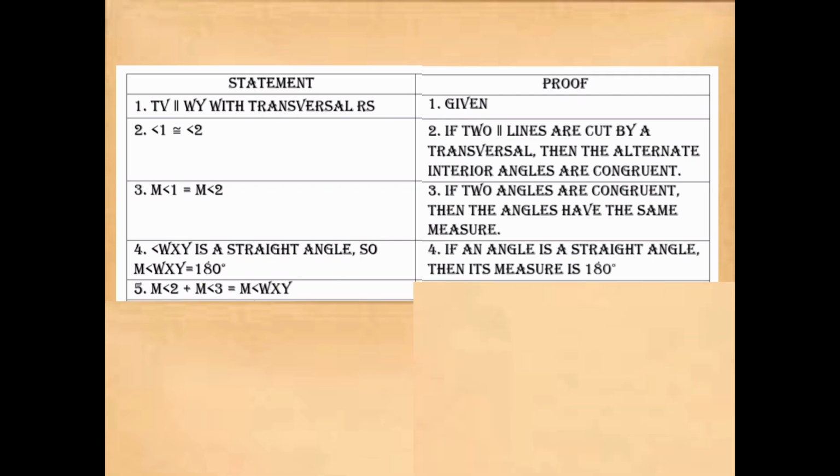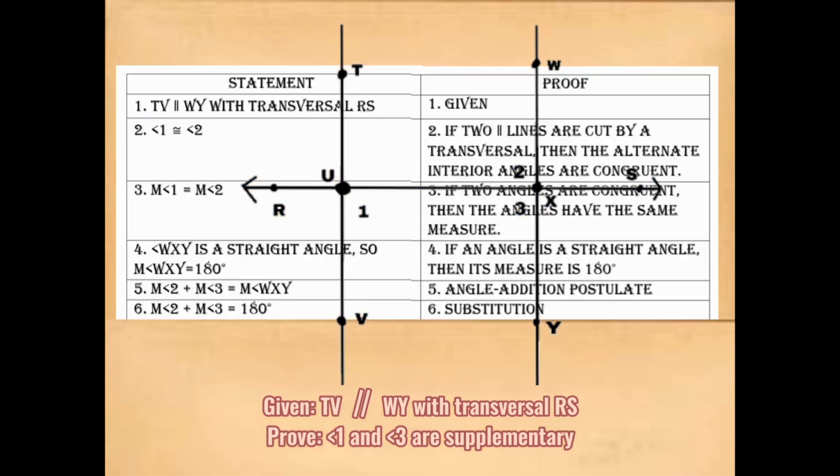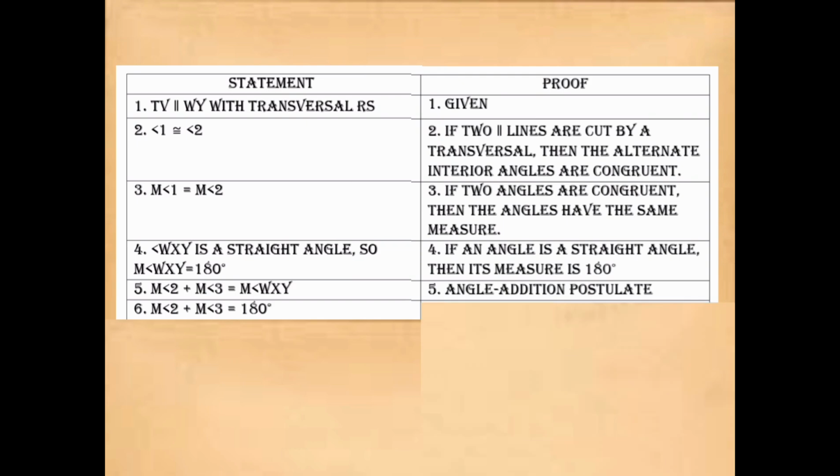Our fifth statement is: measure of angle 2 plus measure of angle 3 is equal to measure of angle WXY. Our reason for this is the angle addition postulate, which states that if we have two adjacent angles, which are angle 2 and angle 3, then the measure of the resulting angle will be equal to the sum of the two original angle measures, which is the measure of angle WXY. Sixth is: measure of angle 2 plus measure of angle 3 is equal to 180 degrees. Our reason for this is substitution.